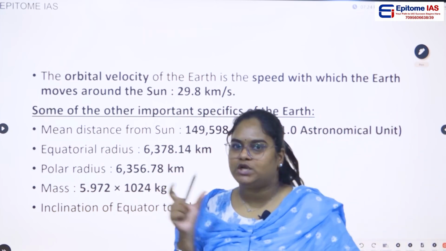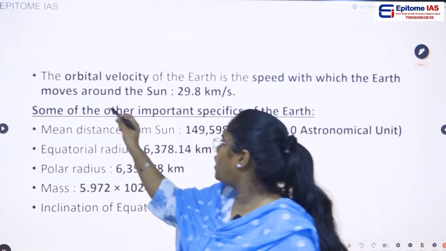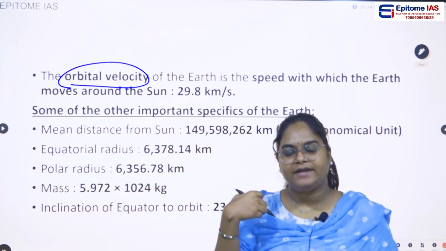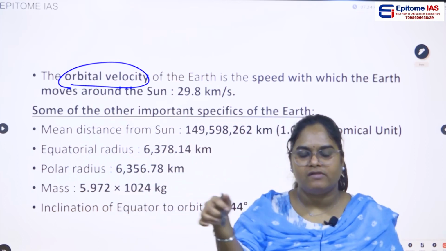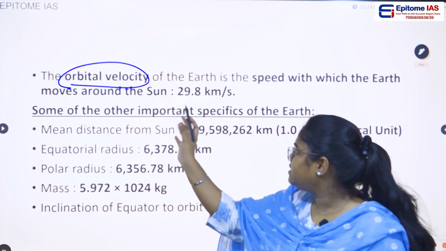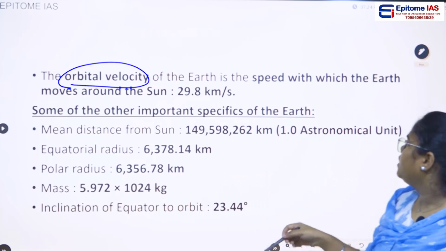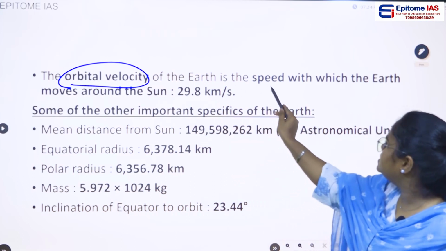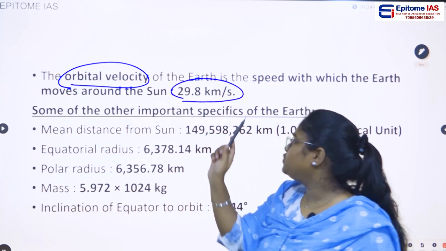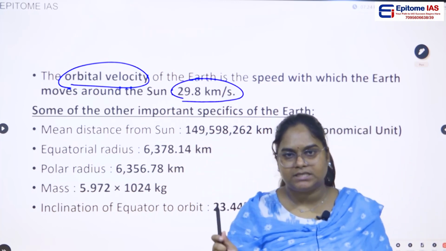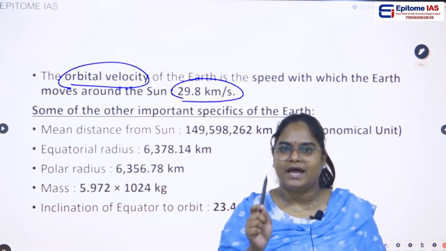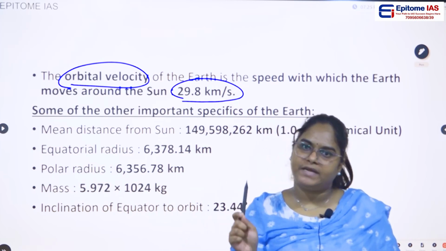So this particular thing we also call it as orbital velocity, the speed at which the Earth is revolving around the Sun. This is also known as the orbital velocity of the Earth, the speed with which the Earth moves around the Sun. And what is that? It is 29.8 kilometer per second. At least you have to remember that it is 30 kilometer per second.